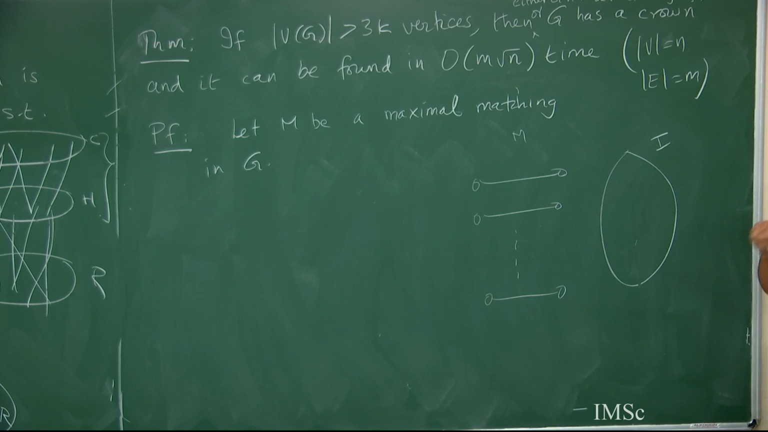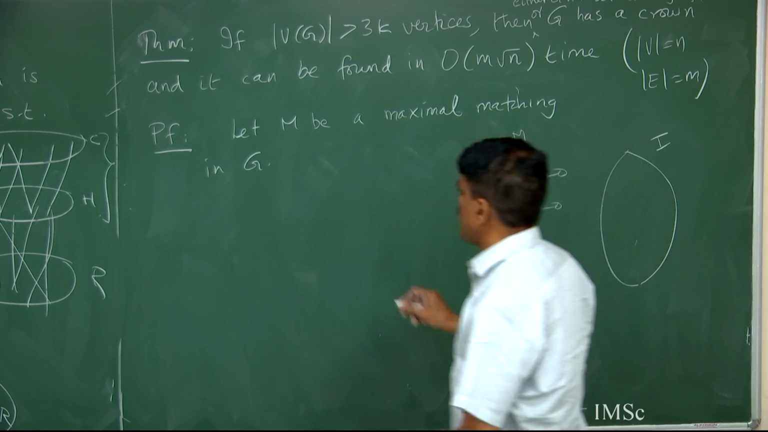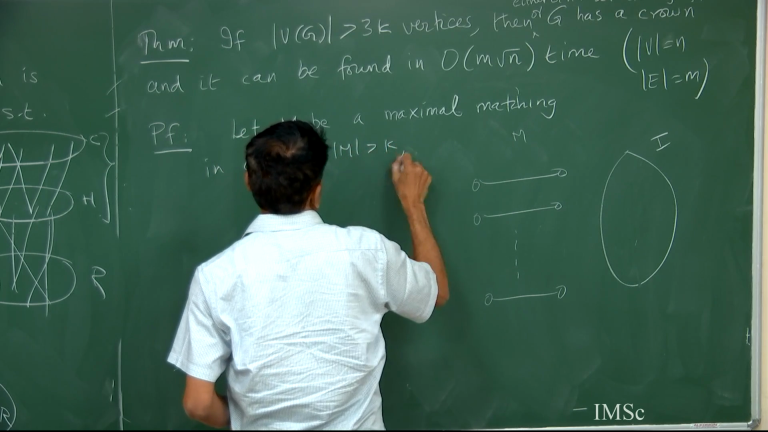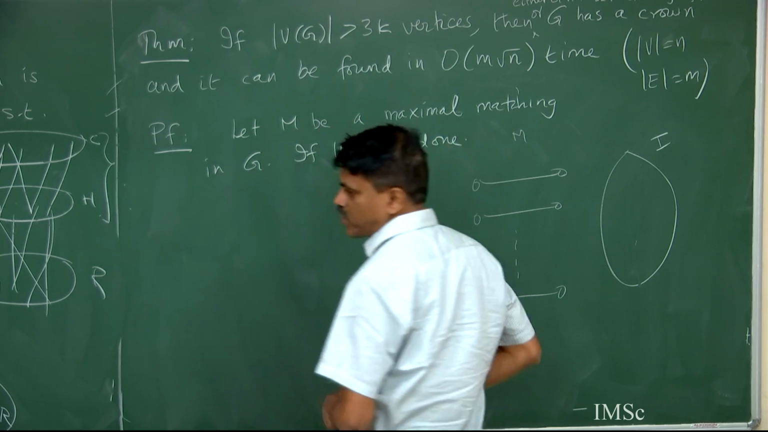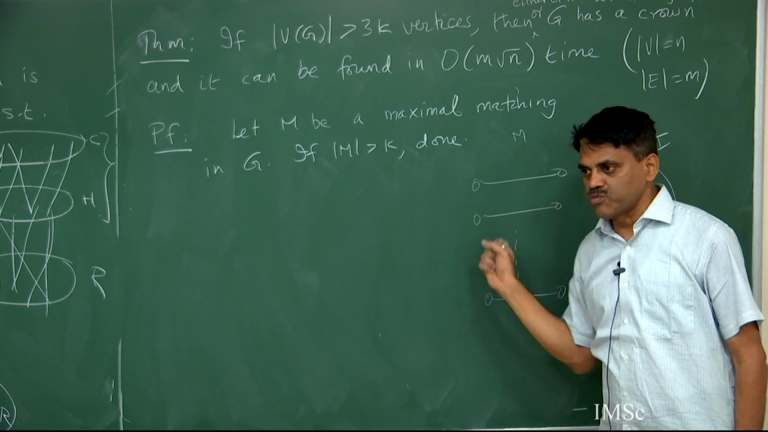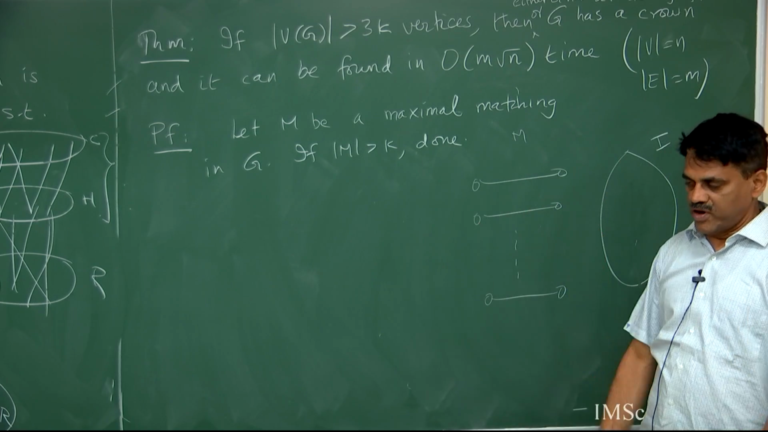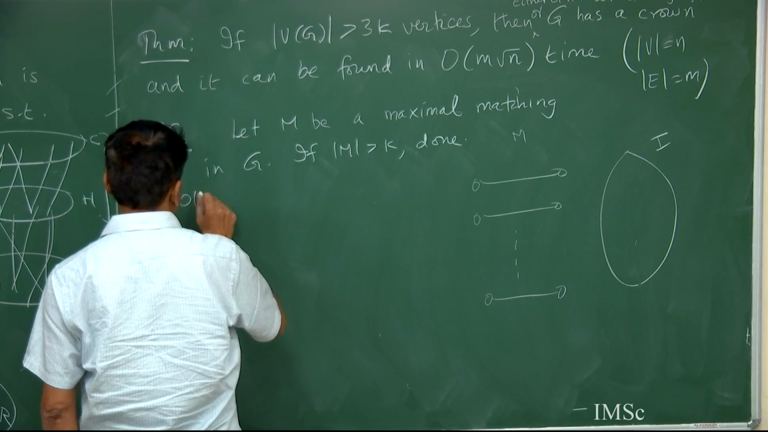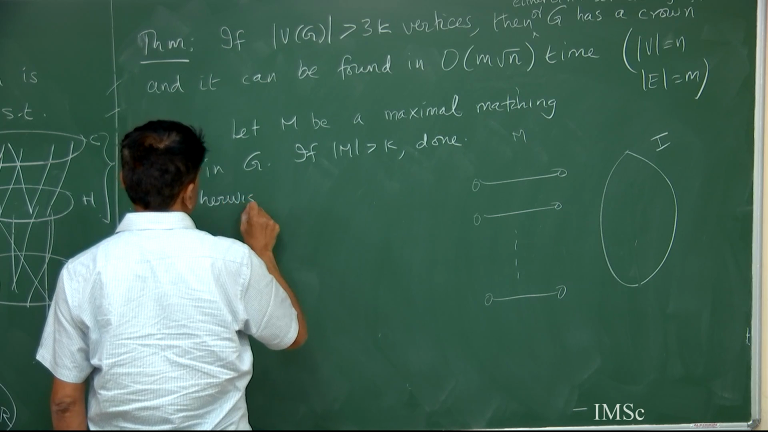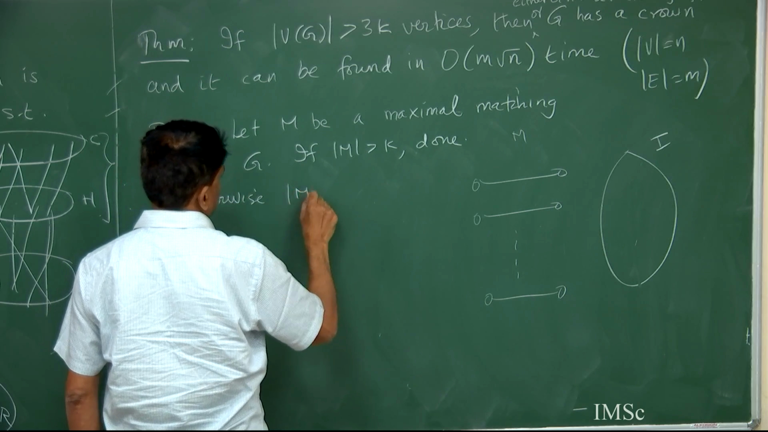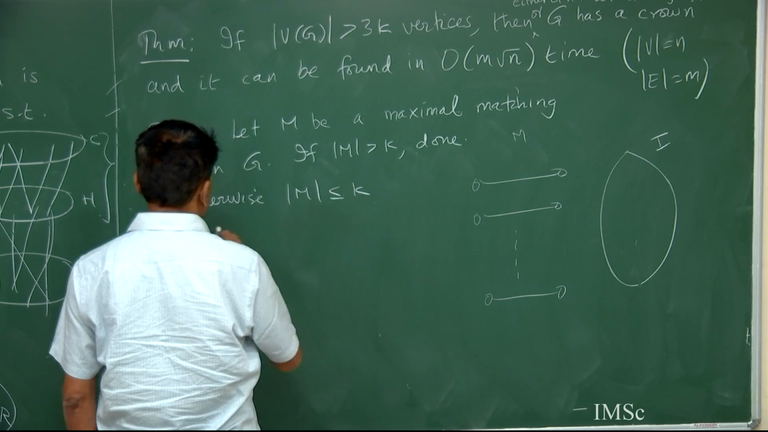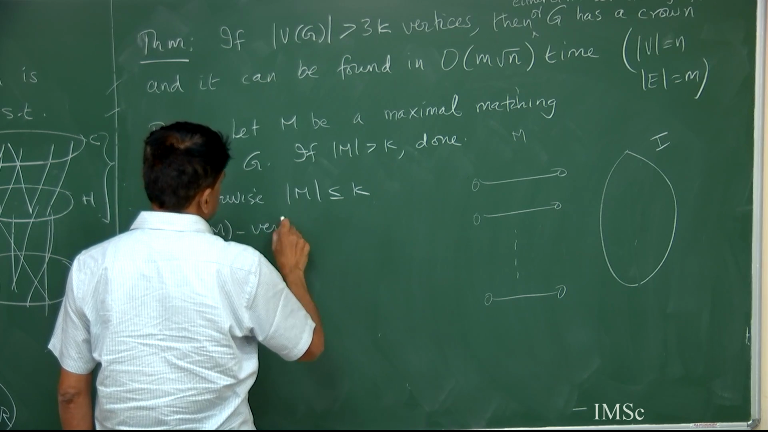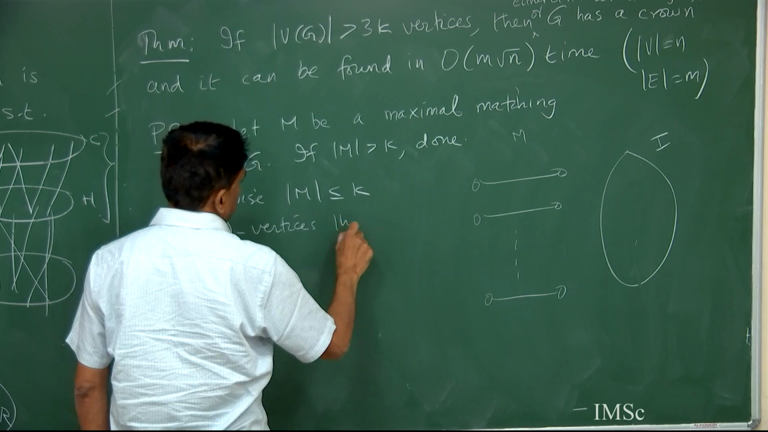Okay. So if M is more than k, we are done, because one of my goals is to produce a matching of size more than k. Otherwise, let's call B_M the vertices that are endpoints of M.